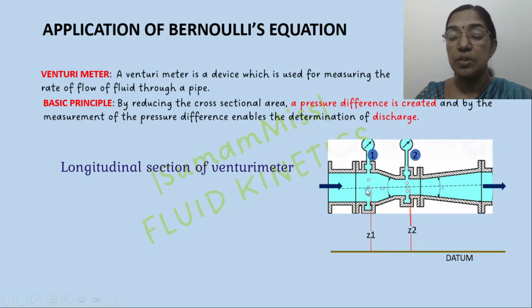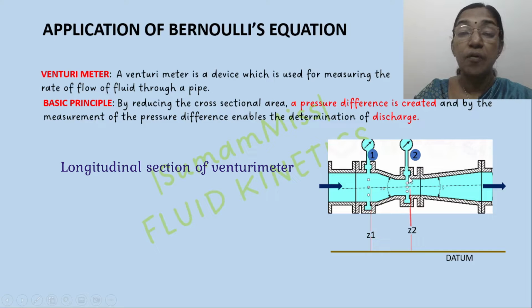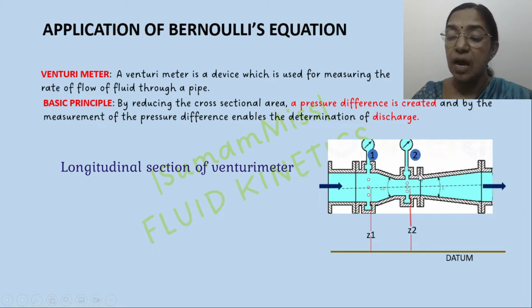That is because when the flow approaches the convergent cone, the flow gets accelerated, then it enters the throat section where the flow area is minimum. After the throat, the flow area increases, so the flow is getting diverged and retarded.